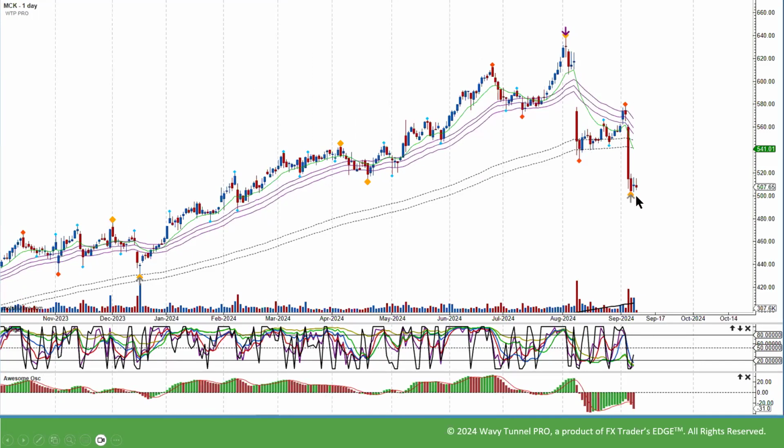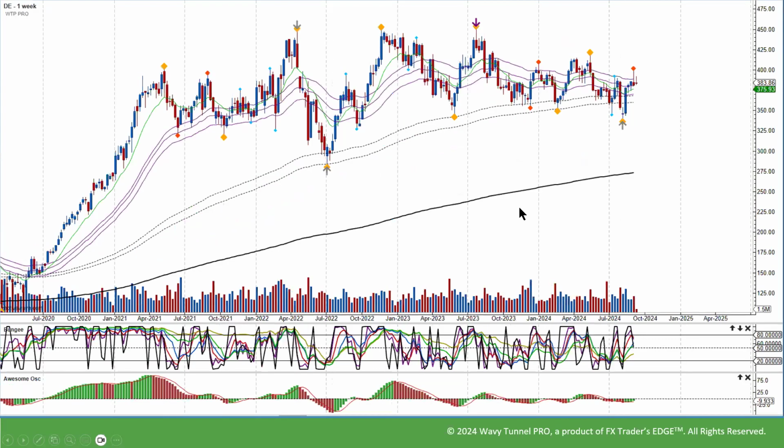So this is MCK. Again, we don't have the signal, we just have the ready, so it's a watch. These are all watches. And then DE. You have the ready and the signal because we closed above the filter here. So that's the difference. We closed above the green moving average here.